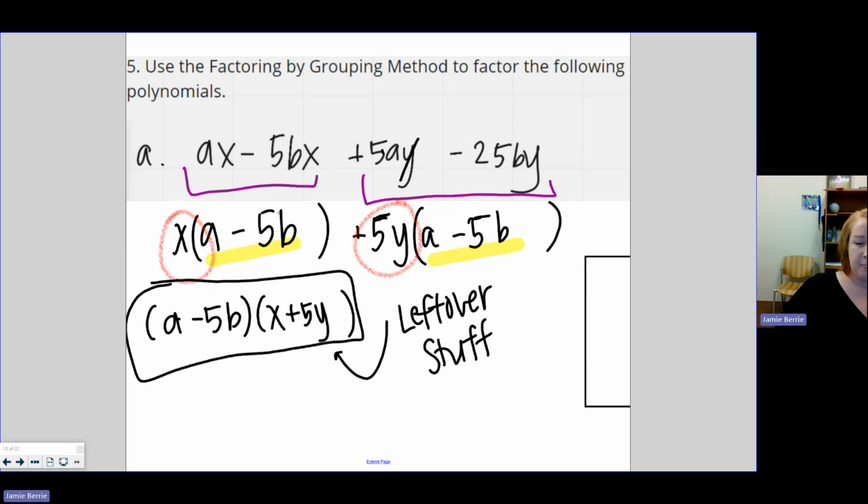Just to remind you, keeping this vocabulary fresh in your head, monomials have one term, binomials have two terms. This would be a little binomial. This would be a little binomial. Trinomials have three terms. Anything with more than three terms, we're just going to call that a polynomial. So ax minus 5bx plus 5ay minus 25by, that's a polynomial because it has four terms. Anything more than three terms, we're just going to call it a polynomial.